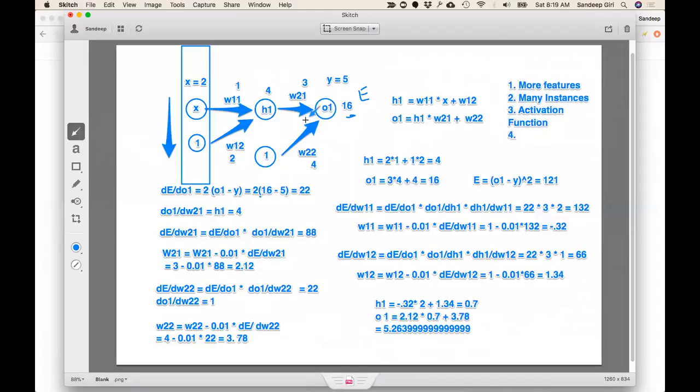There are going to be many layers, and there are going to be more neurons here.